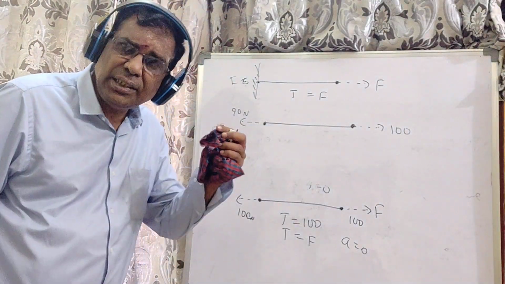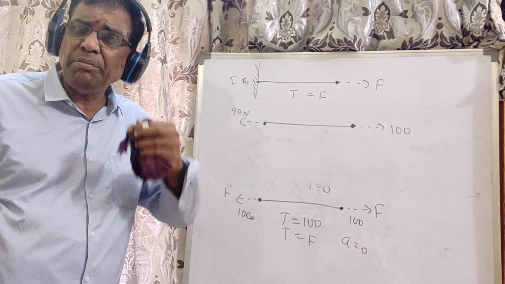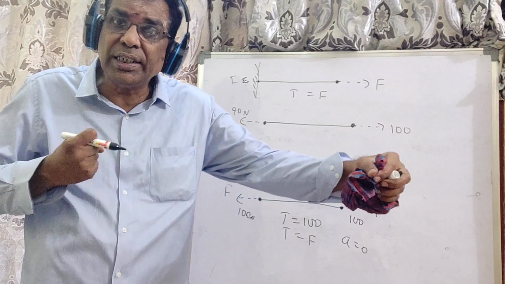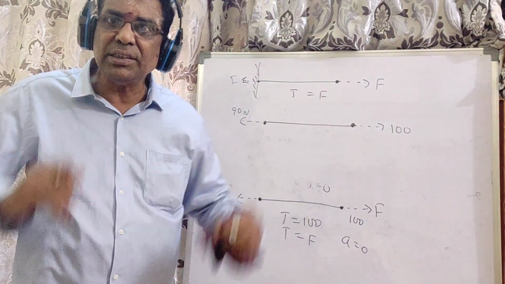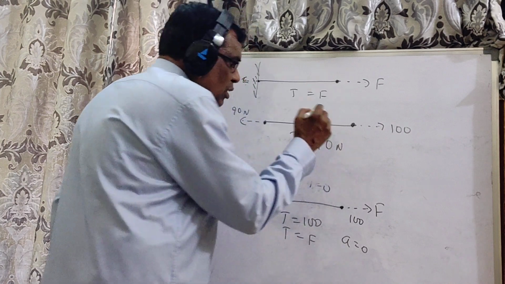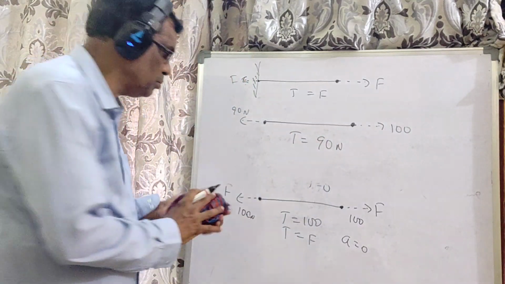But what is this force that is attempting to stretch it? 90 newtons is used to stretch it. The 10 it's not doing. So the amount of stretching is 90. Therefore, tension is 90.